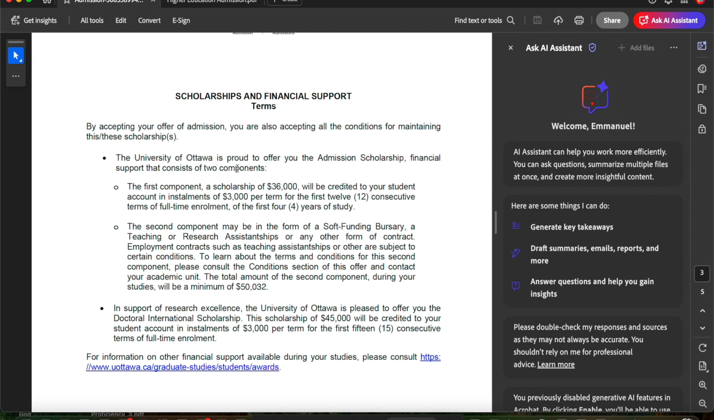So the University of Ottawa is proud to offer you the admission scholarship, financial support that consists of two components. The first component is a scholarship. A scholarship will be credited to your student account in installments of 3,000 per term. So the first component is a university scholarship. I don't need to do anything for that. It was 36,000 Canadian dollars.